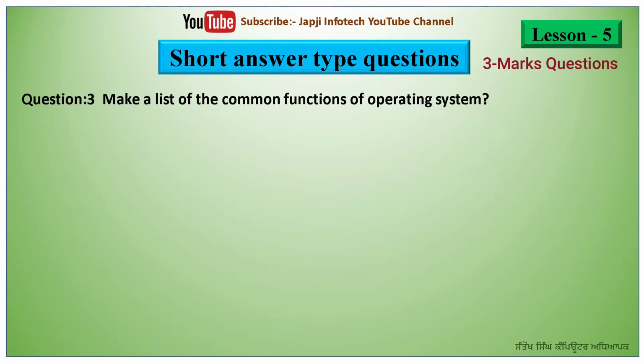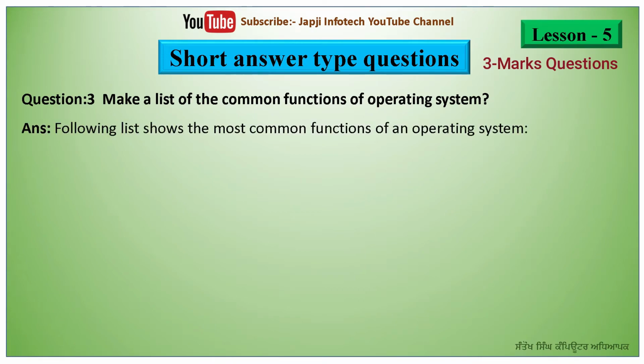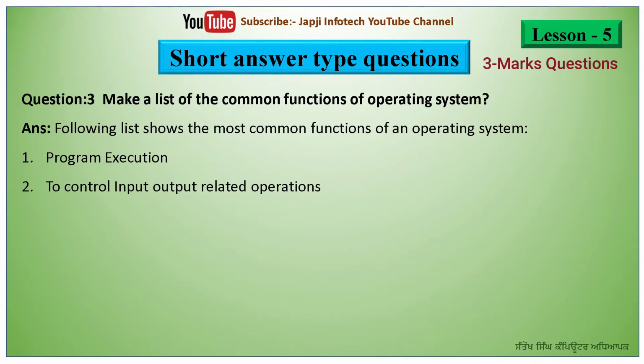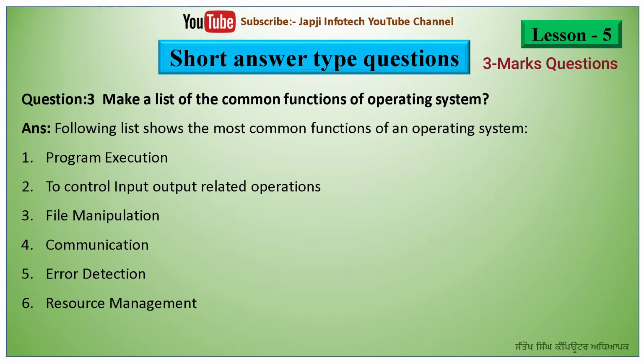And the third one is make a list of the common functions of operating system. So following list shows the most common function of an operating system. The first one is program execution. Second one is to control input-output related operations. Third one is file manipulation. Fourth one is communication. Fifth one is error detection. Sixth one is resource management. And seventh one is protection.